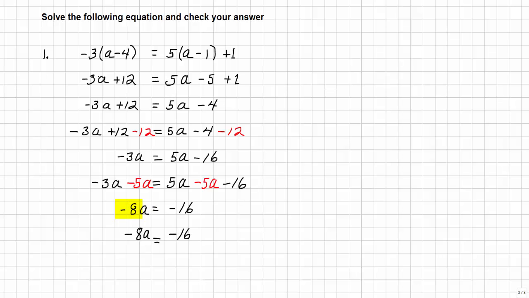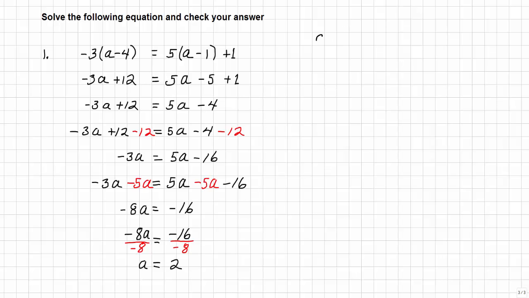So I do that to the left side. But as soon as I divide the left side by negative 8, I have to divide the right side by negative 8. So we get negative 8a over negative 8 equals negative 16 over negative 8, or 1a equals 2.